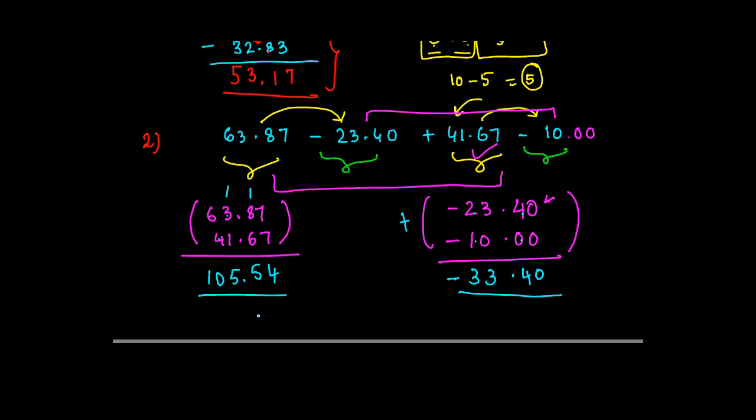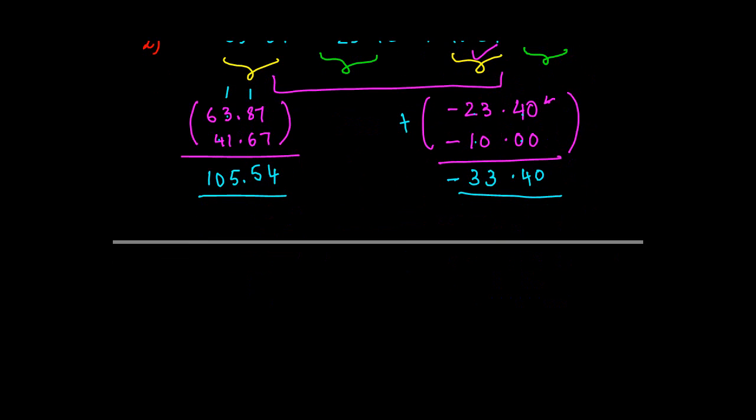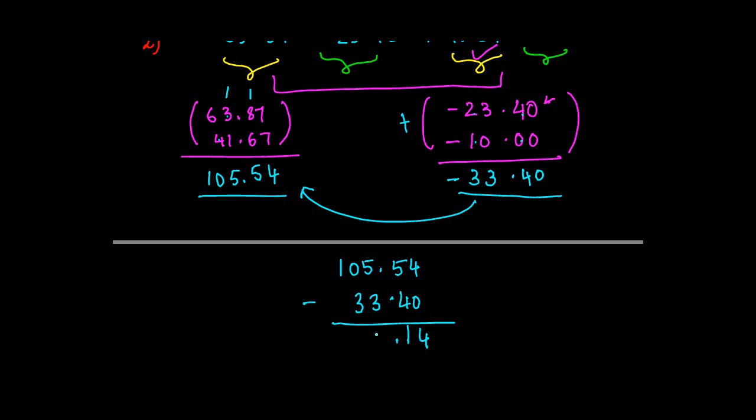Minus sign. Now I have a positive number and I have a negative number, and I need to solve this. So what would I do? I would simply subtract the negative from the positive. So 105.54, minus 33.40. 4 minus 0 is 4, 5 minus 4 is 1, 5 minus 3 is 2, 10 minus 3 is 7. I took it as 10; you could have taken a 1 carryover, in which case again it would have become 10 minus 3 is 7. And because 1 has passed over from here to here, there was 0.